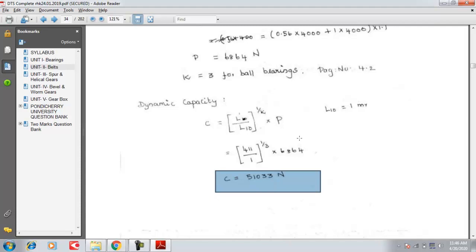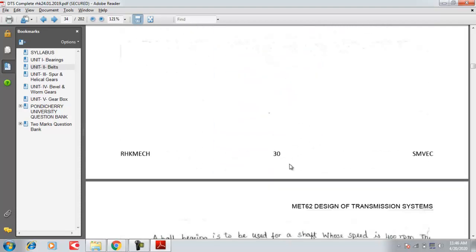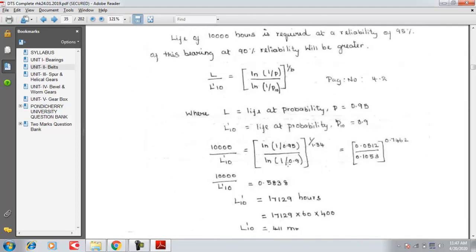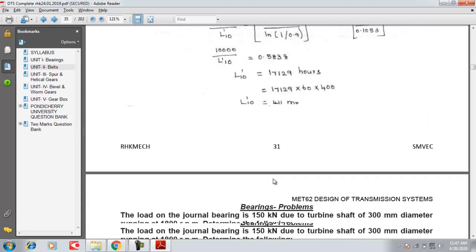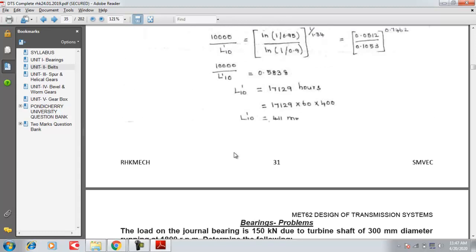Other than that, there are no other formulas available for ball bearings. You can directly use these formulas. I will check with the book and discuss any roller bearing problems in the next session. With this, I would like to conclude the session. Is there any doubt in this unit so far?